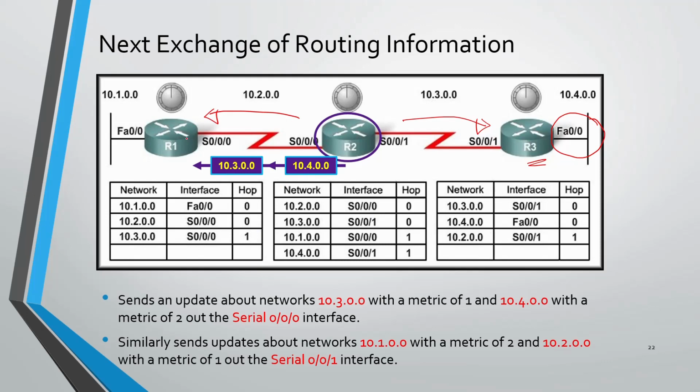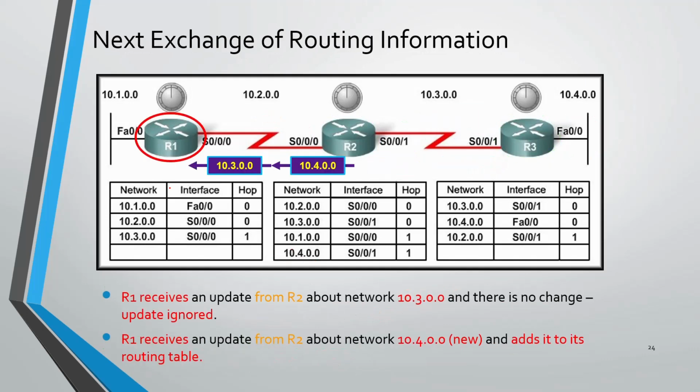Next step, when router R1 shares its routing table with R2, it has nothing new in its routing table, so R2's routing table will not update. But R2 has something new to share with R1 because it has the network information of R3. So if now R2 shares its information with R1, it has new information of the fourth network which will be new for router R1. So it will be added to the routing table of R1 with hop count of 2, right? And using this interface, it has learned this information, so the interface is S0/0/0.